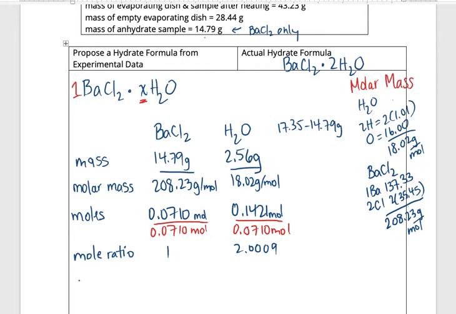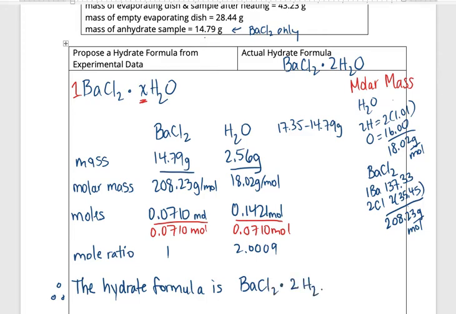Okay, so therefore you could say the hydrate formula, that's the one we're trying to propose, is barium chloride with a dot with 2 H2O. So basically, for every 1 barium chloride, there's 2 water molecules in the hydrate structure.